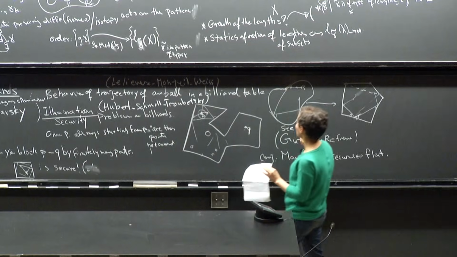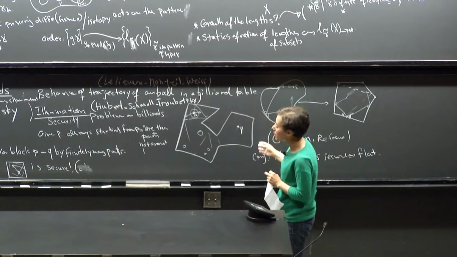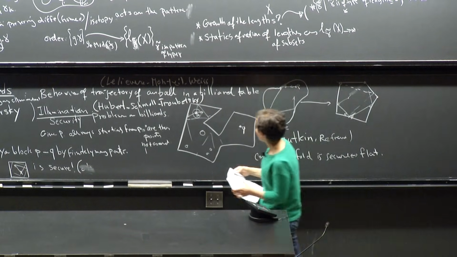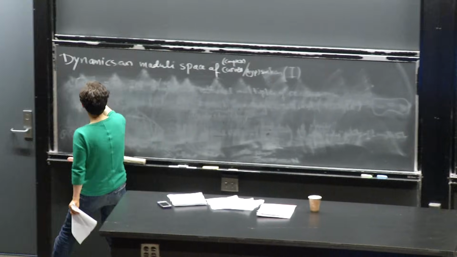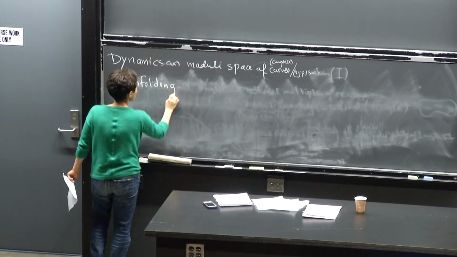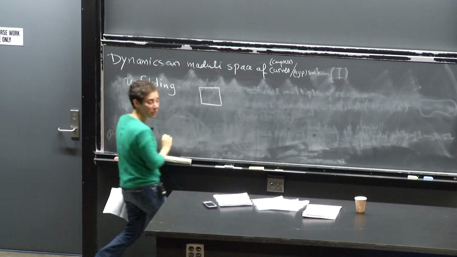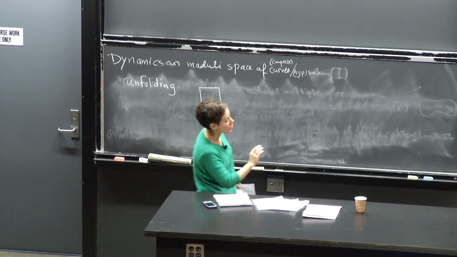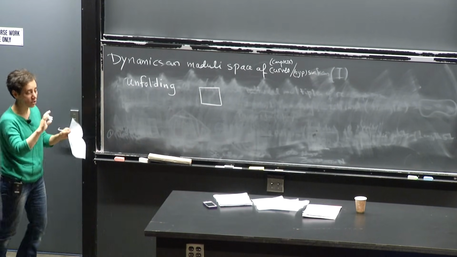OK, so these problems can be done in an easier way, or there are ways of approaching these problems. The case where the polygon is a rational polygon is because of an old but very nice trick called unfolding. I'm going to do it for the simplest case of a square, and you can do it for a general billiard whose angles are rational multiples of pi.